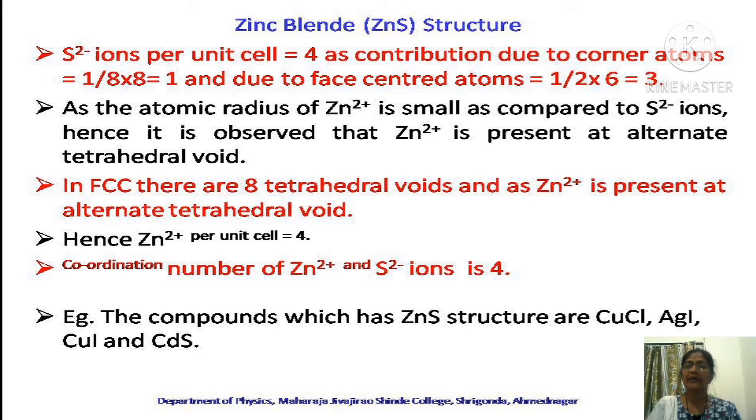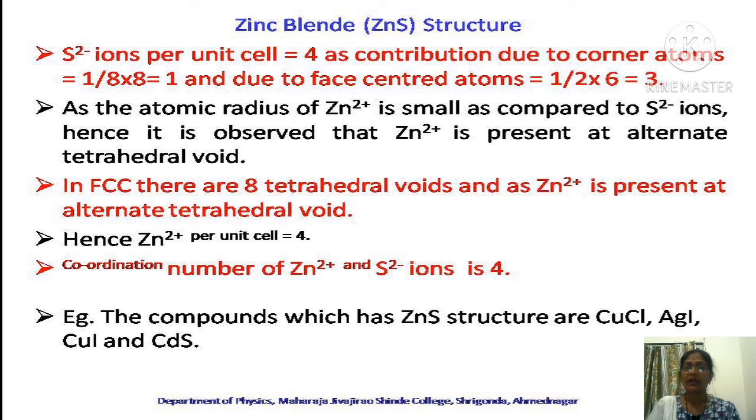As the atomic radius of the Zn2+ is small as compared to the S2- ions, it is observed that Zn2+ ions are present at the alternate tetrahedral voids because they will occupy the void space, and the sulfur ions will occupy the corner position and the face-centered position.